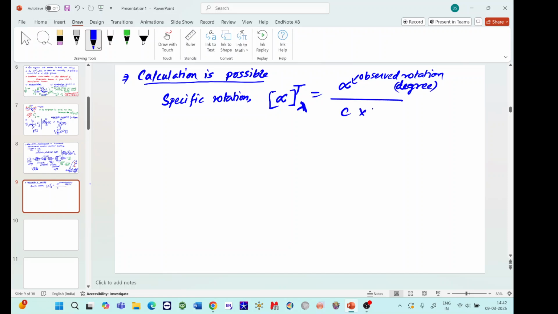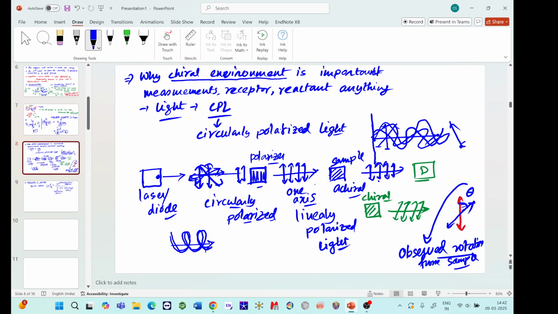On the downside you have C into L. C is concentration, gram per ml, and L is the path length. Path length is in decimeter. Your sample will not be like a block or something, so you have a cuvette here. Suppose it is a cuvette, and your sample will be a solution, solid, anything in it. So this cuvette has a path length, let's say 1 decimeter.